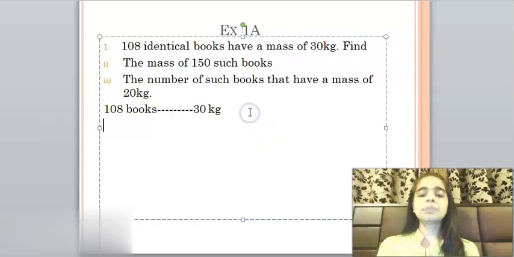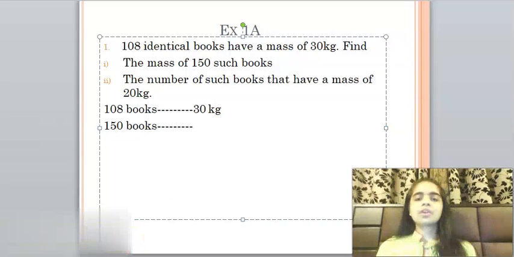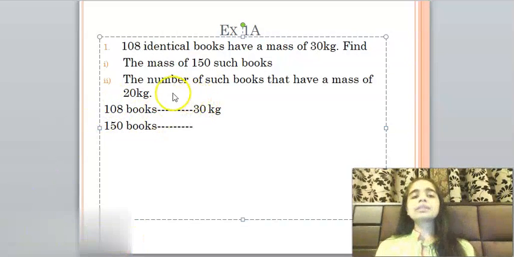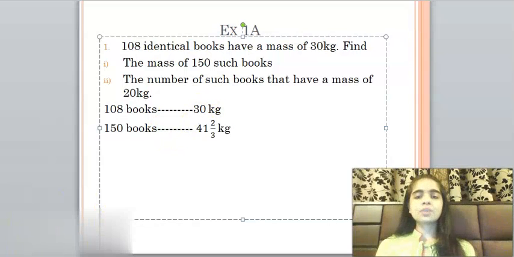We will cross multiply. So what we will do, we will multiply 150 by 30 and then we will divide it by 108. So 150 multiplied by 30 divided by 108 will give us the answer 41 whole 2 upon 3 kg. So this is done. Now let's look at part number 2.